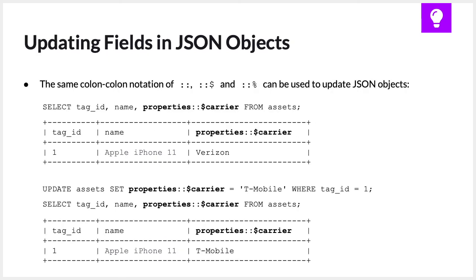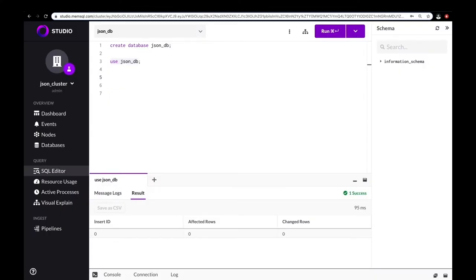Now, updating fields in JSON columns uses the same double colon notation. The $ sign and % signs can be used for conversions in the same way as insertion. So below, we see a select statement that converts and extracts the asset's carrier, which currently is Verizon. Then we run an update statement that sets the carrier property to T-Mobile instead. The last select statement is run to verify that the carrier property was successfully updated. So let's move over to Studio and test out some of these JSON commands.